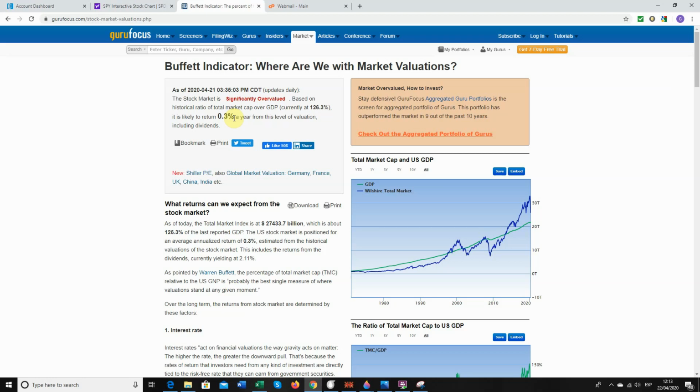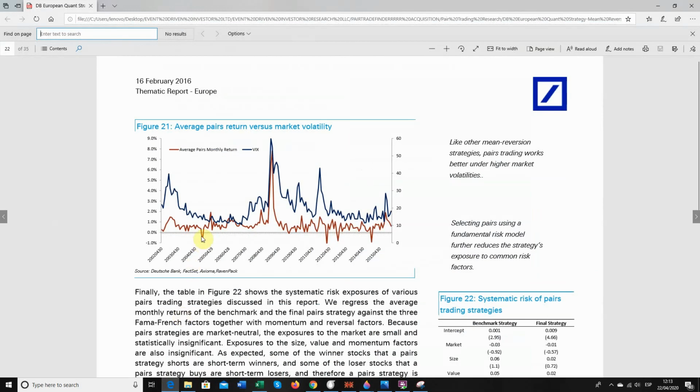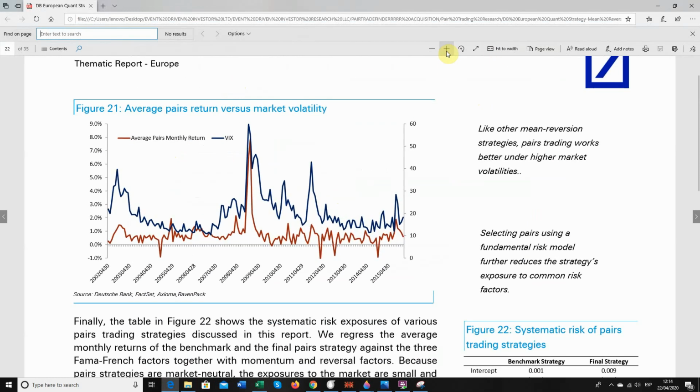Well, what does that mean? Well, why do we love volatility as pair traders? Simply put, I'm going to take you through a report here, just one chart. And this is a 16 February 2016 pair trading profitability report by Deutsche Bank. Okay? And this is a chart that they have in the back of the report. I'm going to try and zoom in a bit here so it becomes a lot clearer.